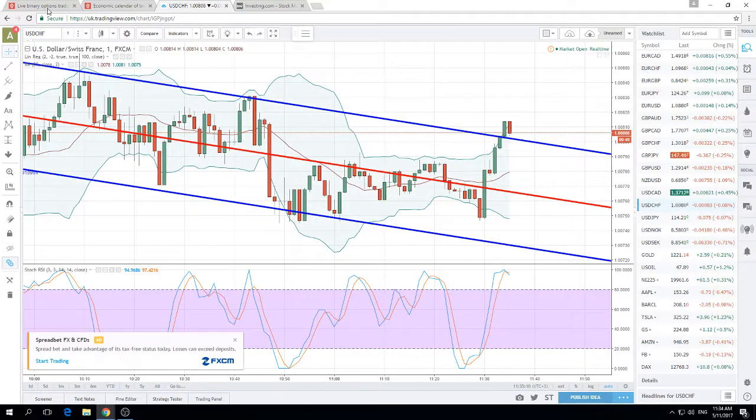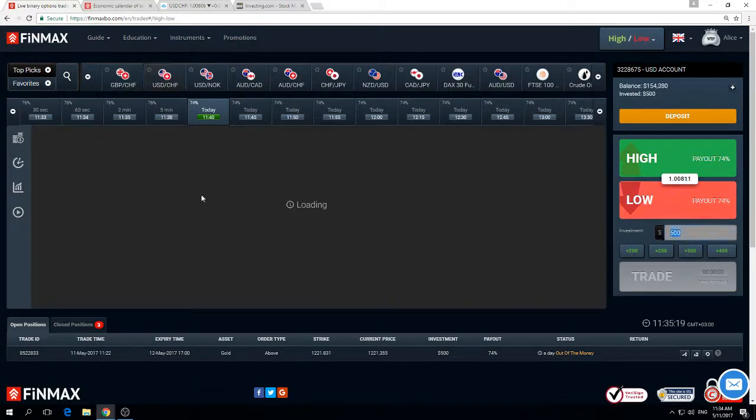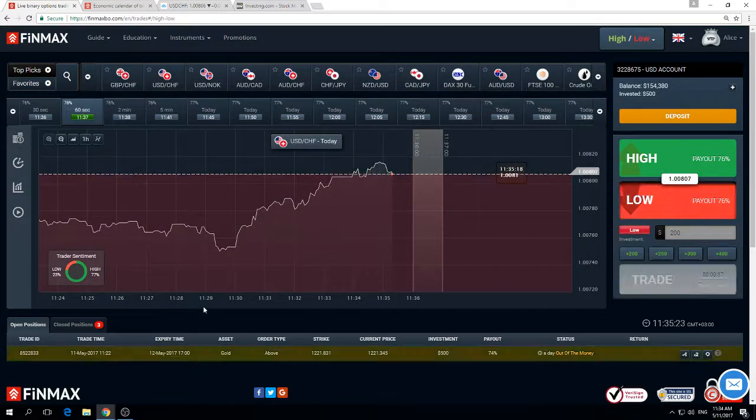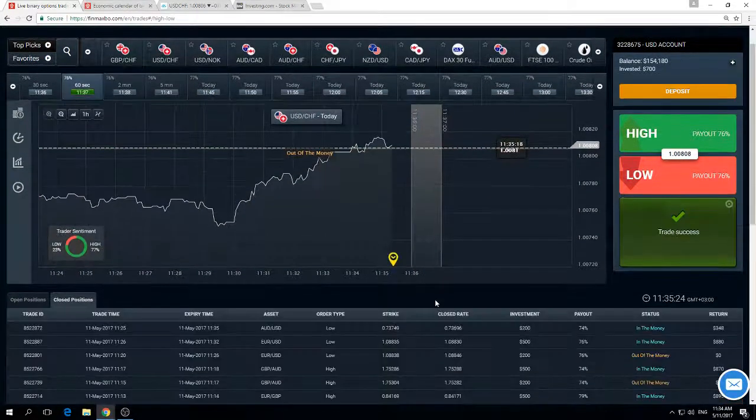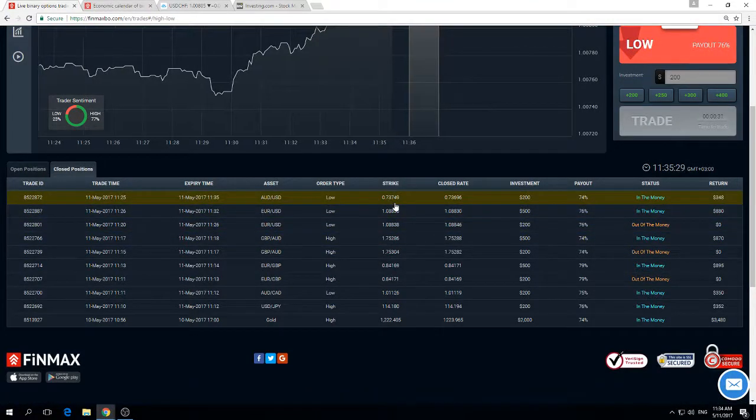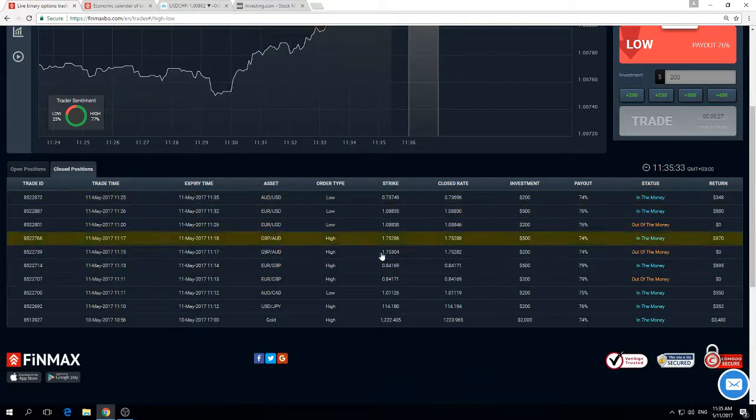American dollar to Swiss franc. Well, pretty interesting. So I will enter as well for 1 minute. And check the previous trades that I had. Okay, so Australian dollar expired in the money.